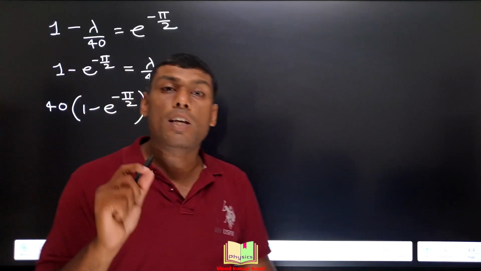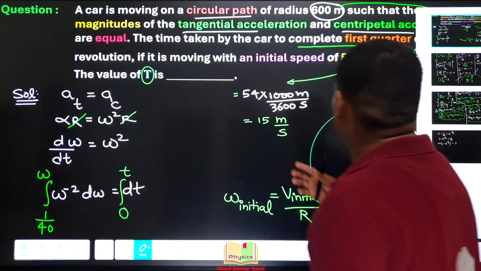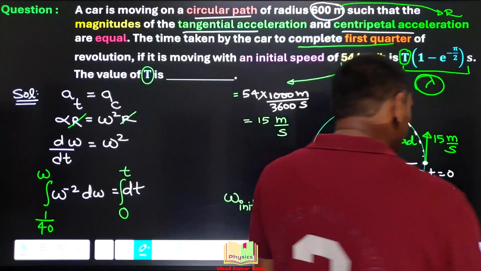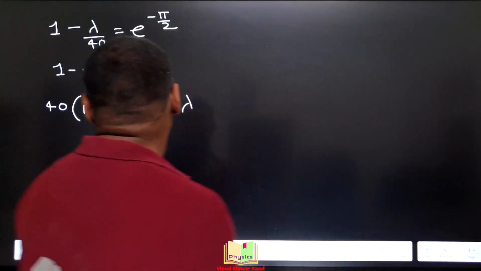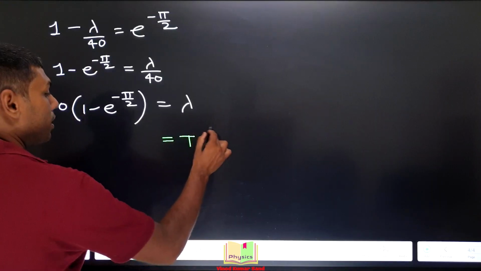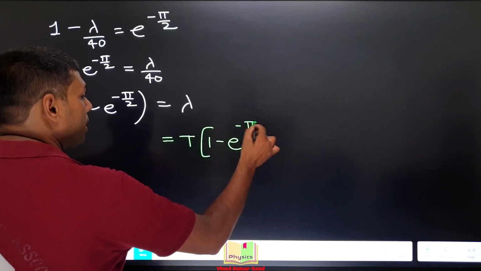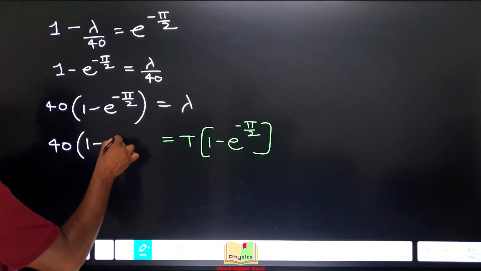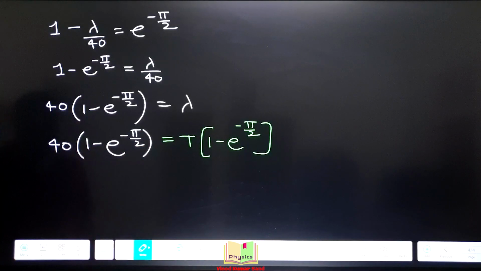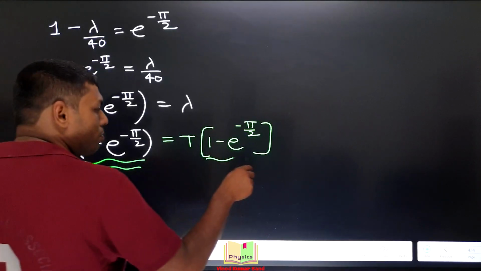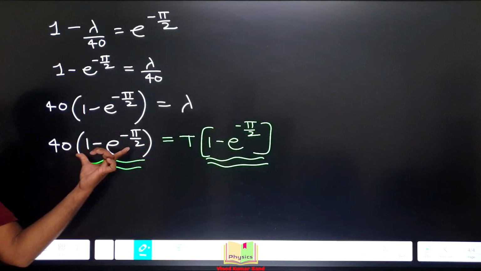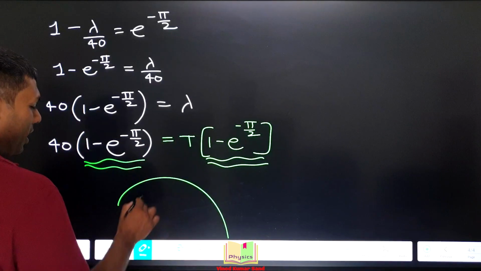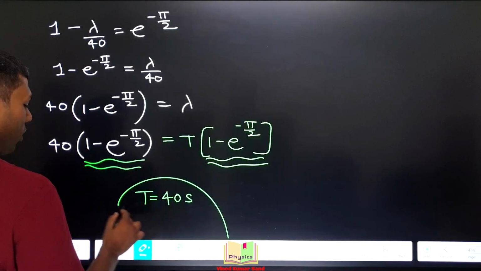Now that lambda was given to us on page number 1, the lambda was this expression, capital T bracket 1 minus e to power minus pi by 2. So putting up this data, this lambda was equal to capital T bracket 1 minus e to power minus pi by 2. And here is 40, 1 minus e to power minus pi by 2. If you compare, this is matching in the equality, this bracket and this bracket are matching. It means how much should be the T? The correct answer for T is with us. Your T is actually 40 seconds.